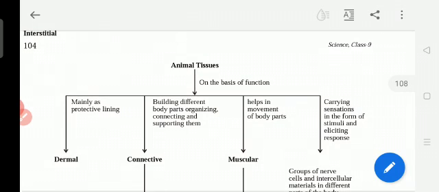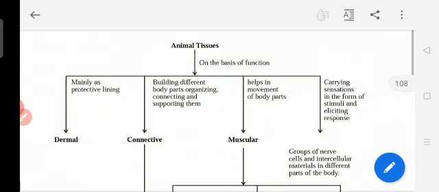Whenever we study animals, it is also for human beings, because animals and human beings mostly have the same body parts. That is why animal tissues are similar in human beings too. On the basis of function, that means work, the tissues are divided in this flow chart.